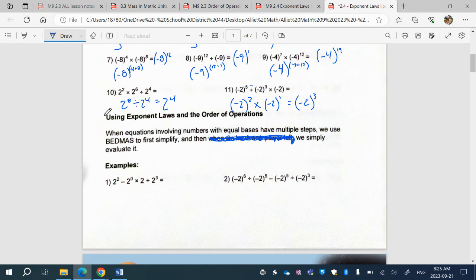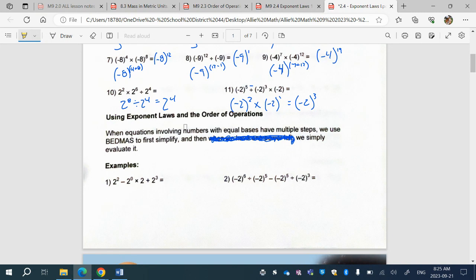Here's some little information on using quotient laws and order of operations. This is just a couple examples on our second day notes. I'll do a few more examples with you. And I did kind of delete this sentence here because I thought it kind of led you astray. So hopefully this sentence is a little more clear.